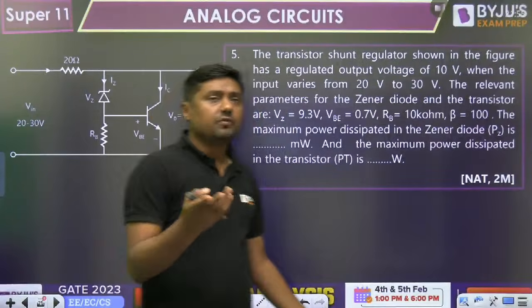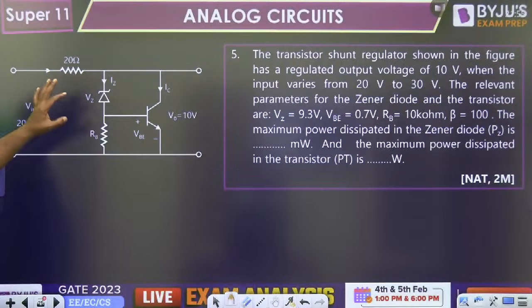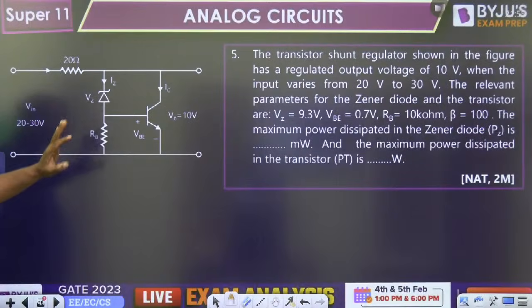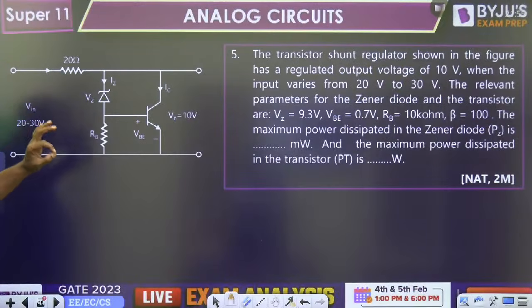Minus 1 means 180 degree phase shift because it is a common emitter configuration. The transistor shunt regulator shown in the figure has a regulated output voltage of 10 volt. This 10 volt is given when the input varies from 20 to 30 volt. The relevant parameters for the Zener diode and the transistor will be given in the question.